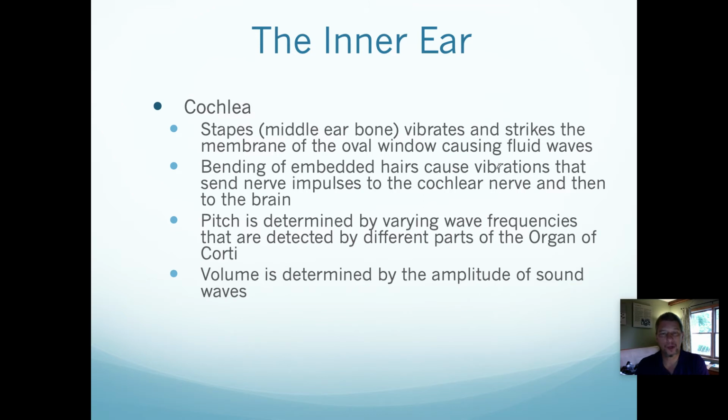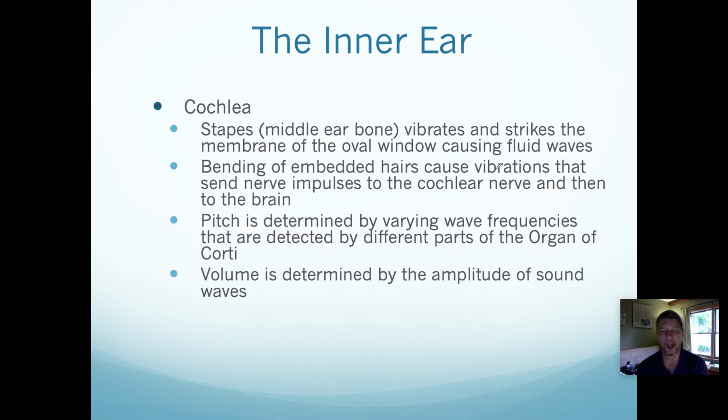Now, those waves travel the length of the cochlea, and they cause little hairs on the inside to vibrate at the same frequency of those waves. The little hairs then send nerve impulses to the cochlear nerve, which eventually leads to the brain. Now, the pitch of sound is determined by varying wave frequencies that are detected by different parts inside the cochlea, the organ of Corti, it's called.